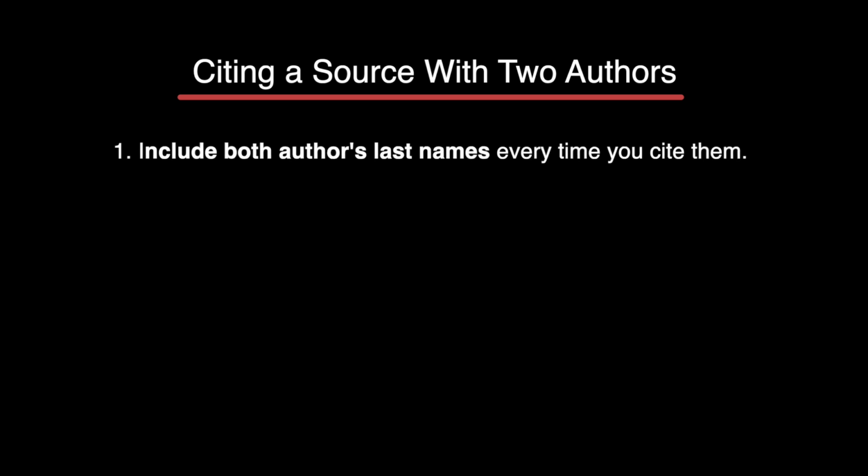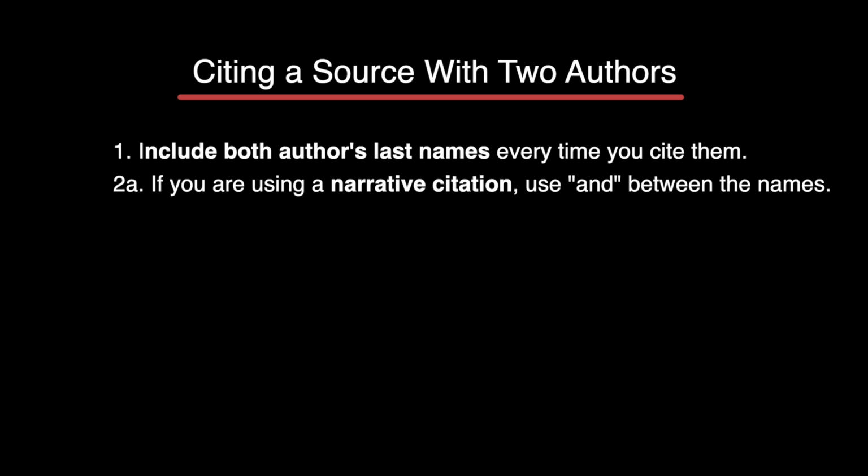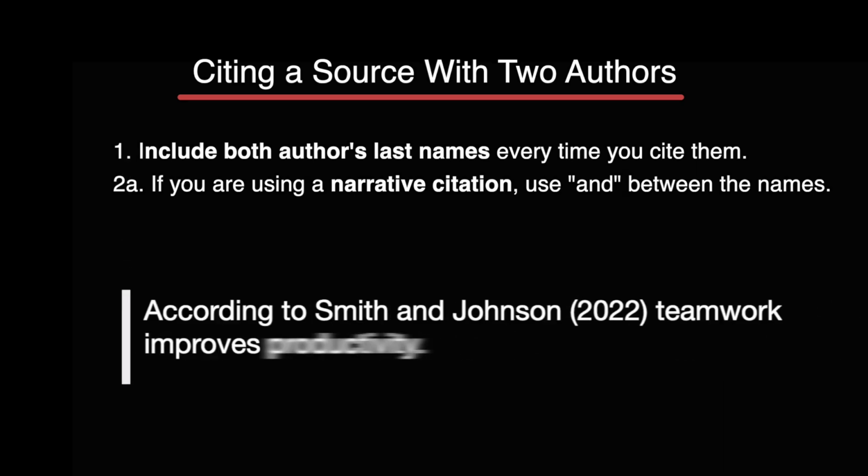When citing a source with two authors, there are two things you want to remember. The first one is always include both authors' last names every time you cite them. And the second one is, if you're using a narrative citation, use the word "and" between the names. For example, according to Smith and Johnson, 2022, teamwork improves productivity.